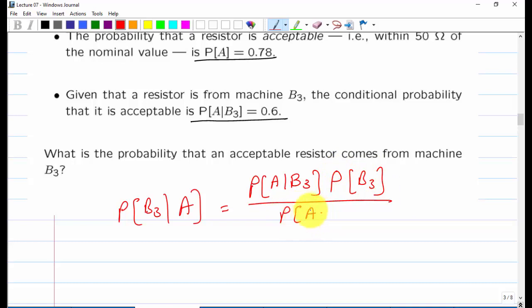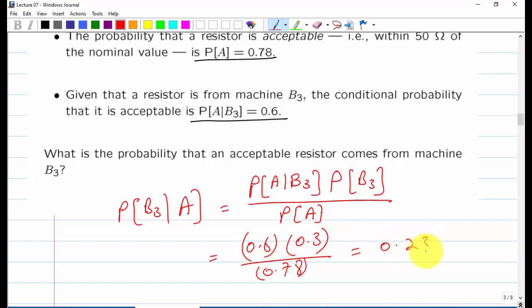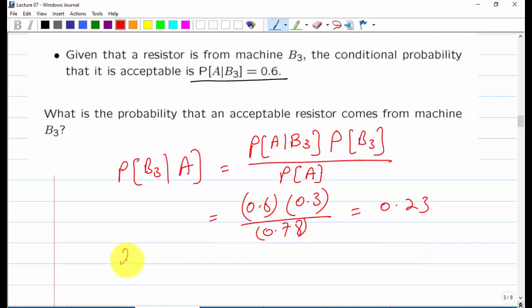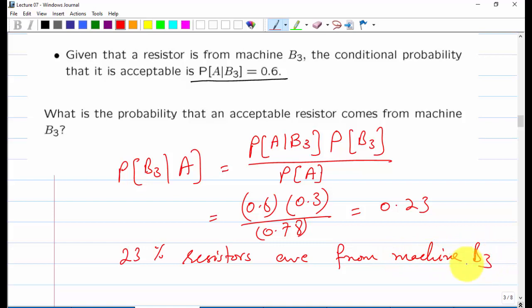Here we know all the information, as we have calculated some of it in the previous example. The probability of A given B3 is already given, which is 0.6, the probability of B3 is 0.3, and the probability of A is 0.78. So this is 0.23. From here we can clearly see that 23% of acceptable resistors are from machine B3.